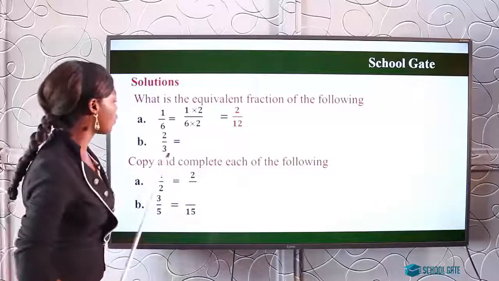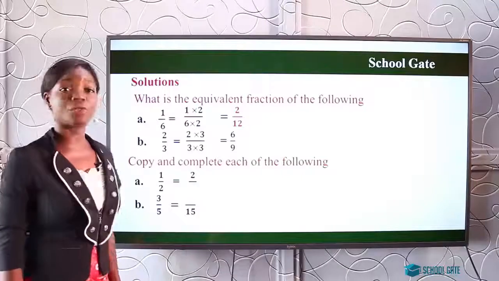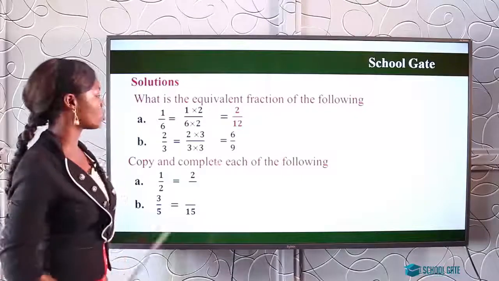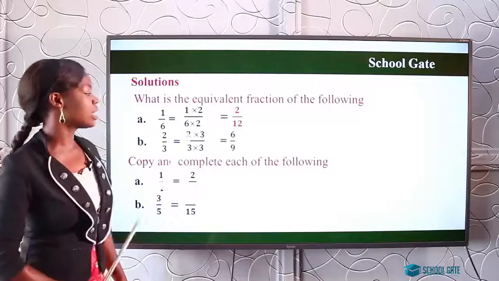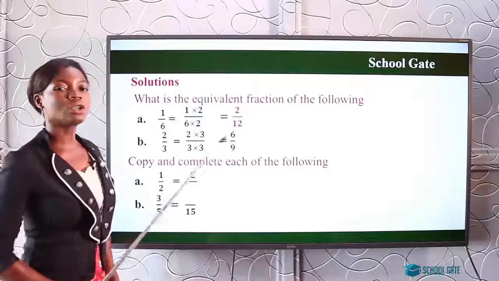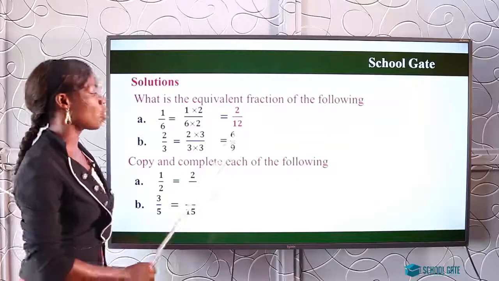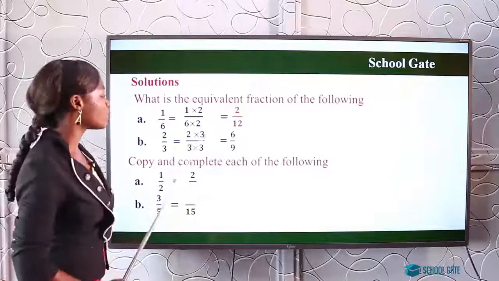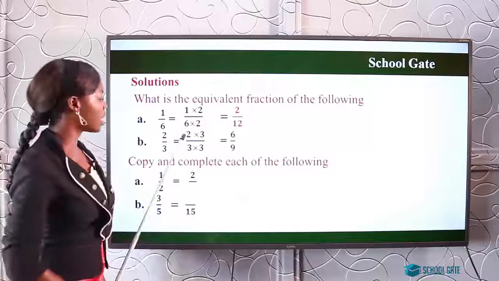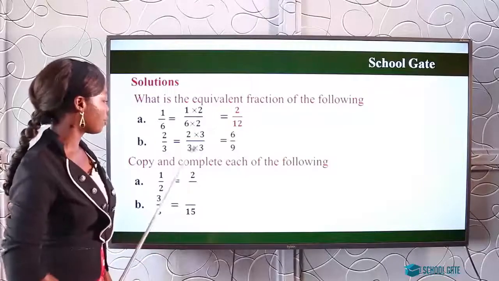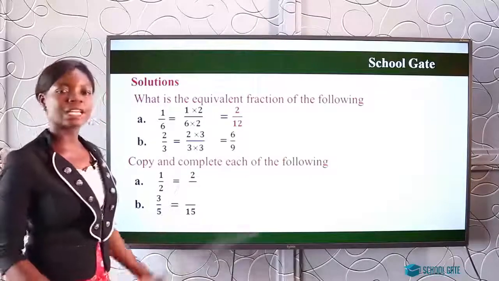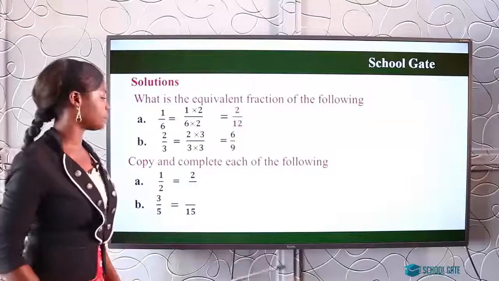Then for 2 over 3, we made use of 3. You could make use of 4. 2 times 3 will give us 6. 3 times 3 will give us 9. So the equivalent fraction of 2 over 3 can also be 6 over 9. Perhaps you multiply this by 2. You will get 2 times 2, which is 4. 3 times 2, 6. So you could get 4 over 6 as your answer.